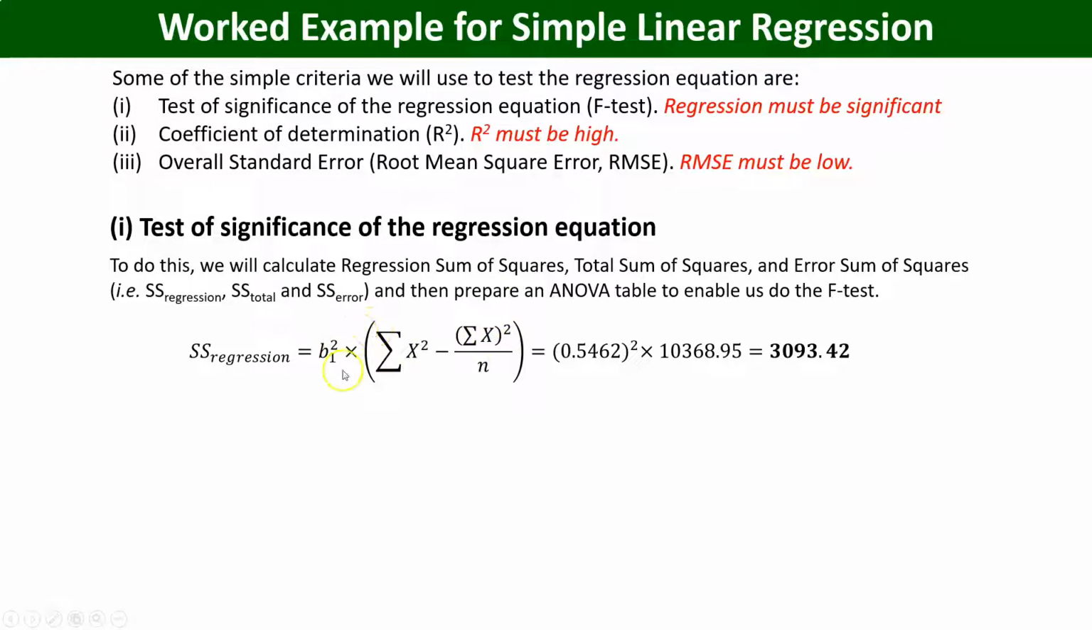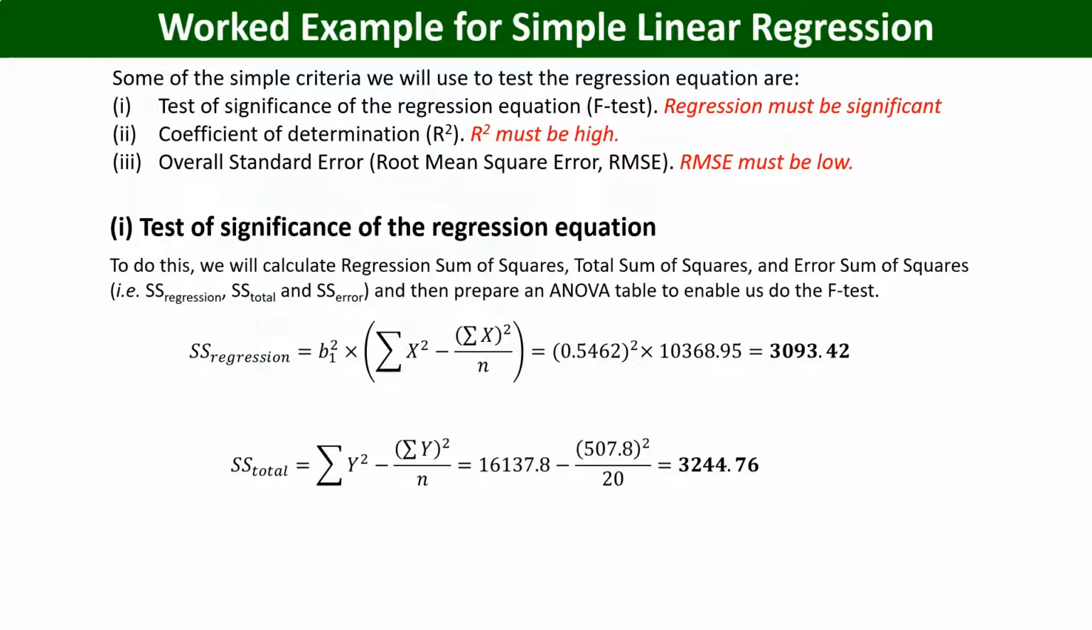So it is the values we obtained from that we have brought here. And this is exactly what it is. So this is B1 squared times the entity in this bracket. You go back to the previous video, you'll see how we came about this value. So when you multiply that out, it gives you 3093.42.